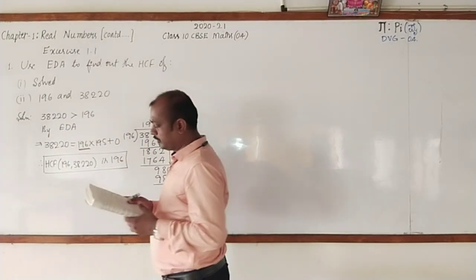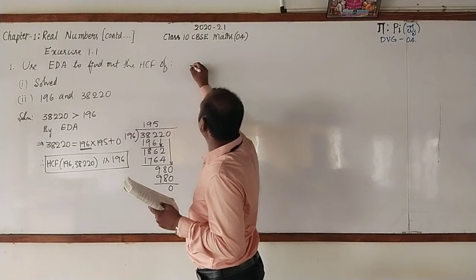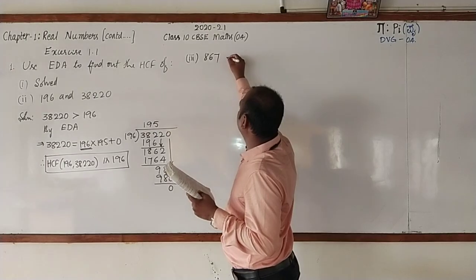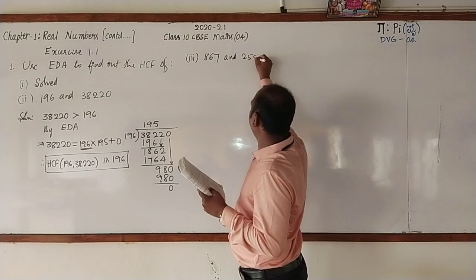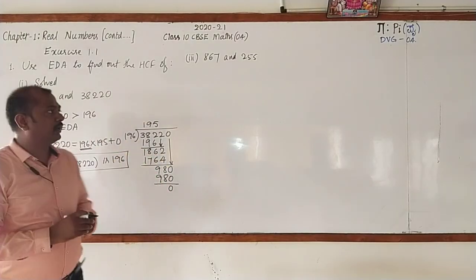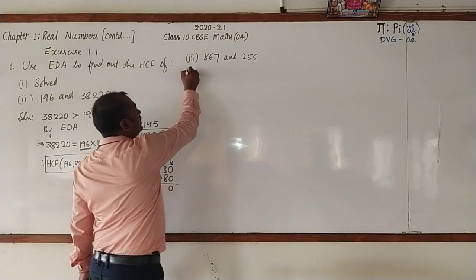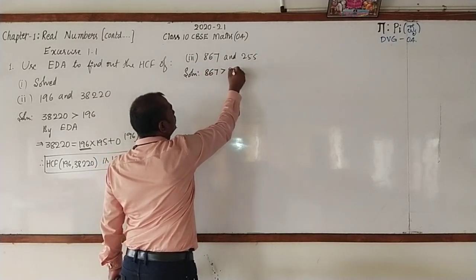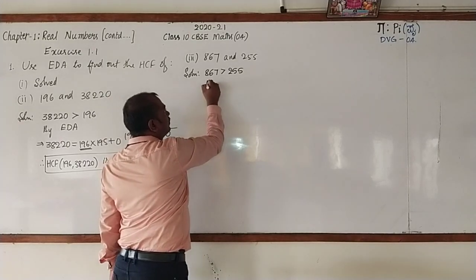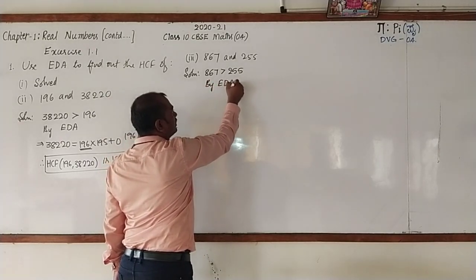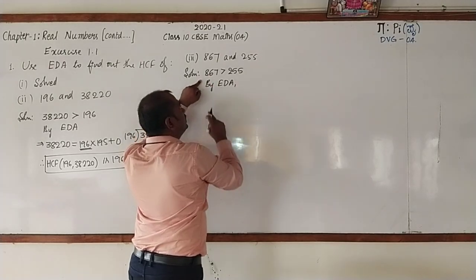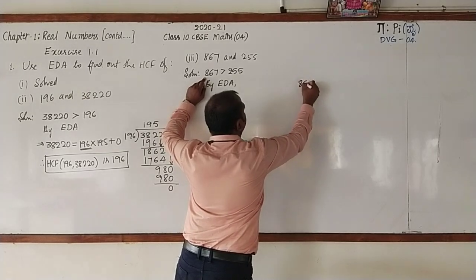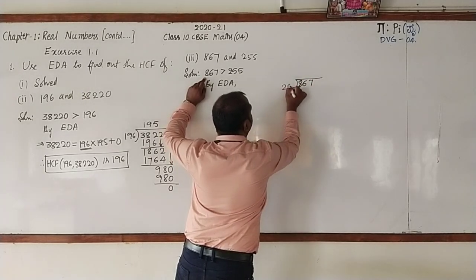Now, I go for one more. It is the third one: 867 and 255. The same method has to be followed to find the HCF. Here, first, the bigger number is 867, which is greater than 255. You can apply Euclid's division algorithm, which should be expressed in the form of a equal to bq plus r. Therefore, let us divide 867 by 255.